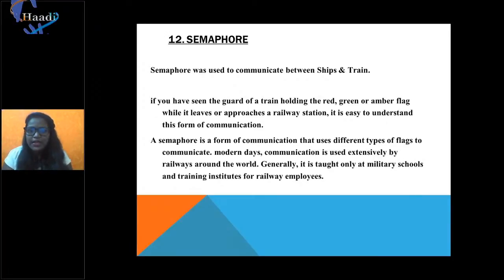They communicate by using colors, and by holding flags from behind, they can understand what it is exactly. This kind of semaphore communication is only taught in military schools and training institutes for railway employees. So only these two places is where we can learn semaphore communication. So these are the 12 types of communication.